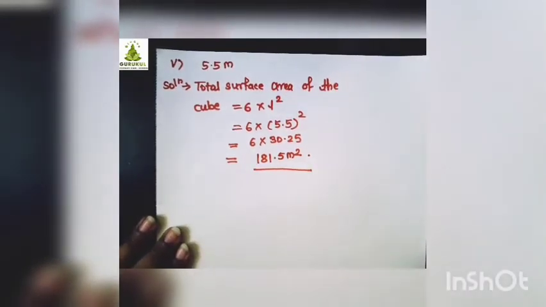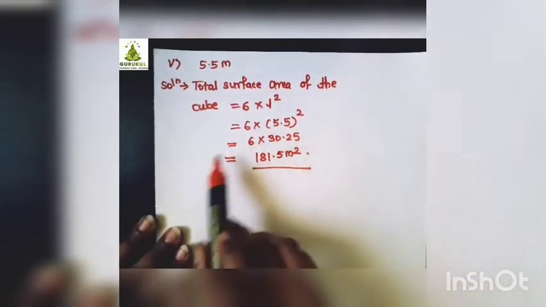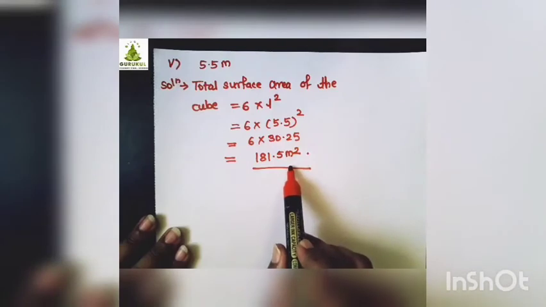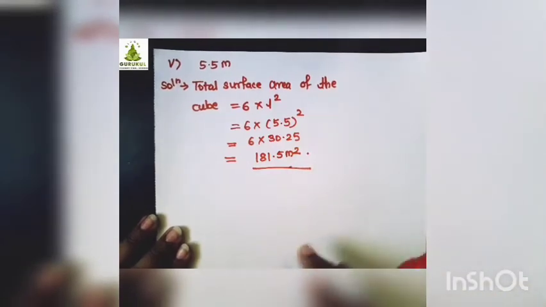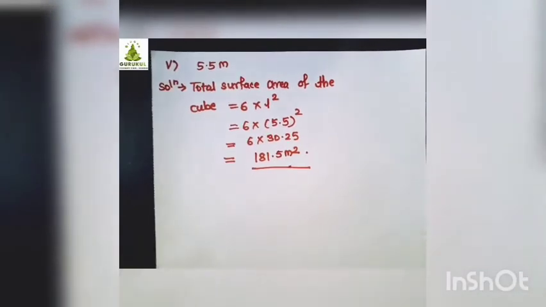In this one, writing the formula is important. After writing the formula, whenever you get the answer, you should write the unit without fail. If you don't write the unit, your marks will be deducted. So here we have solved practice set 47, first question completely.